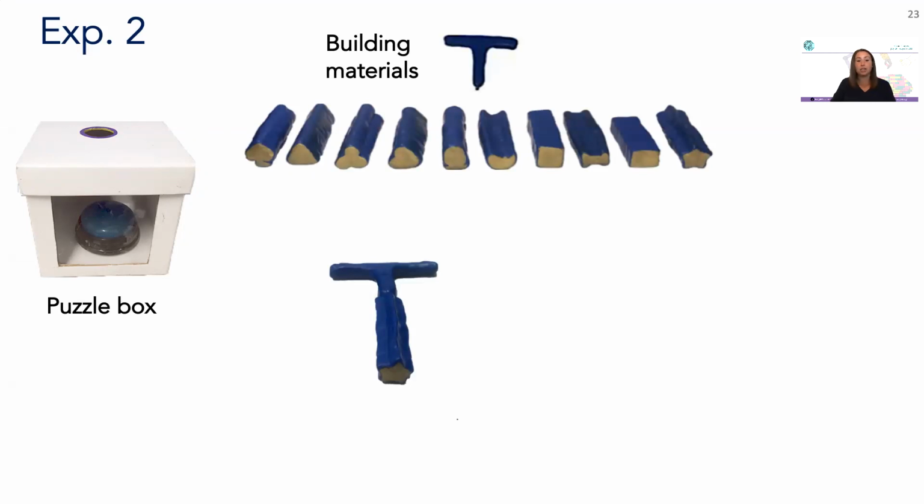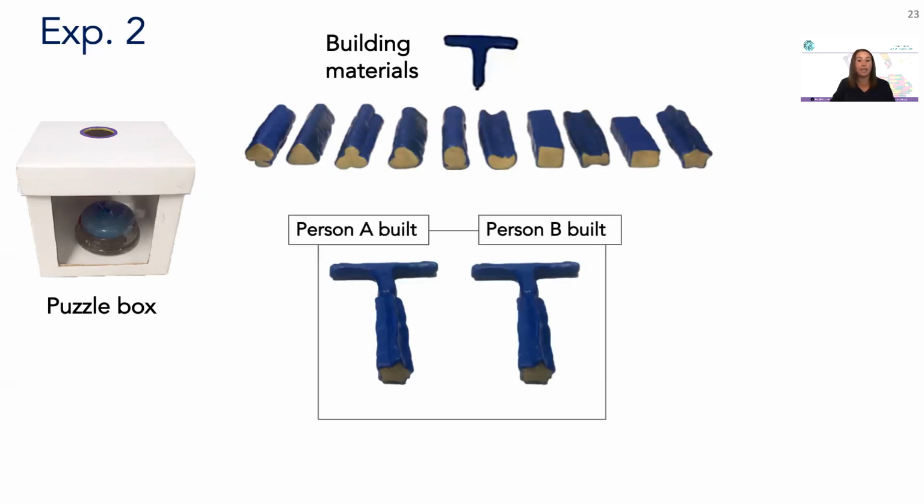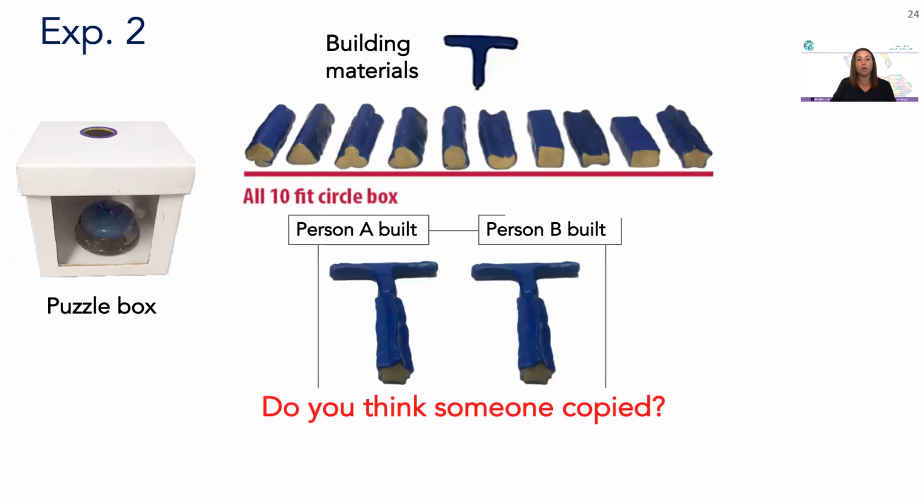Now imagine that you see two people have made identical tools. They each chose to use the star-shaped rod. Here, do you think someone copied? In this case, all 10 of these options would work. They all fit into the puzzle box. So it's a suspicious coincidence that both of these people chose the same design option. In this case, then, you'd think that yes, someone probably copied.